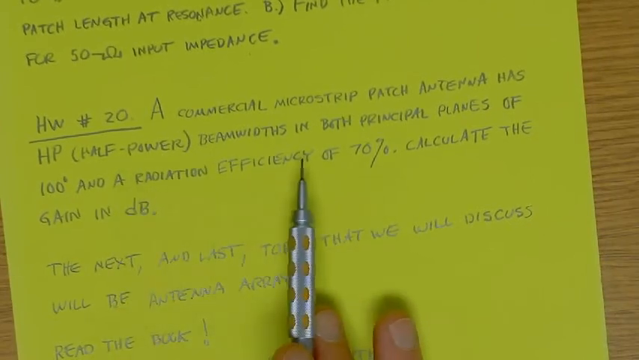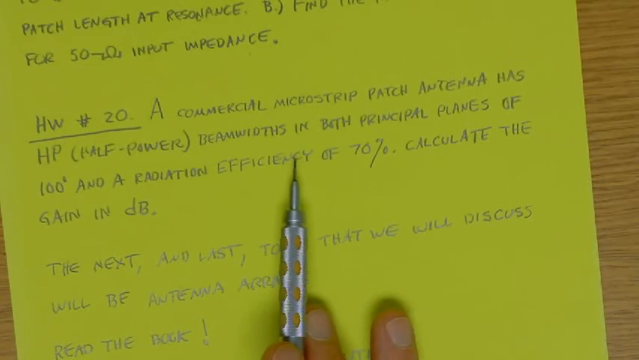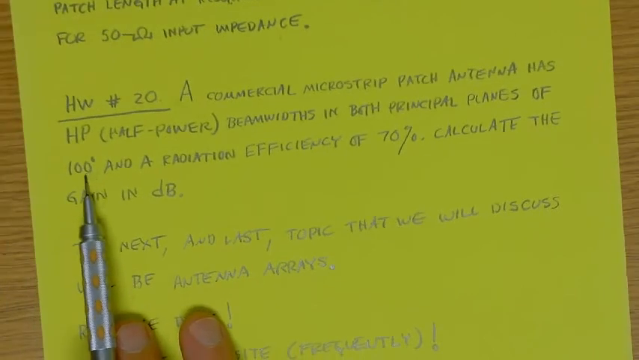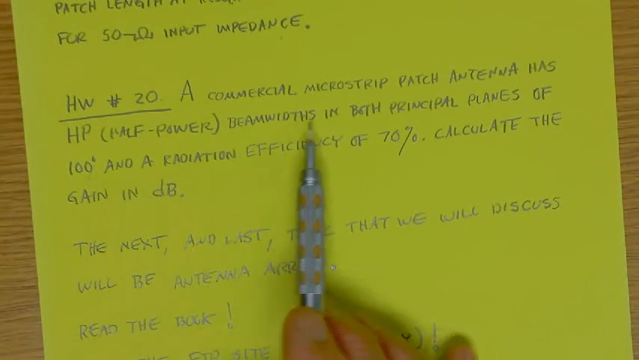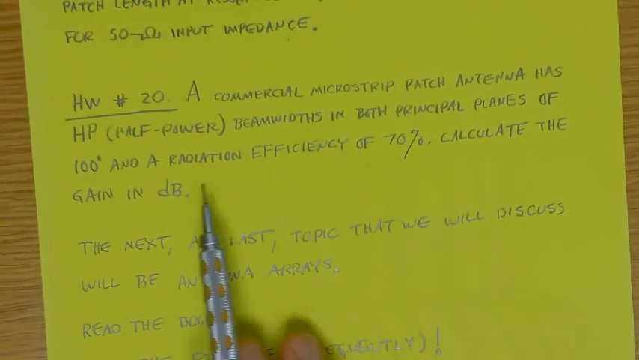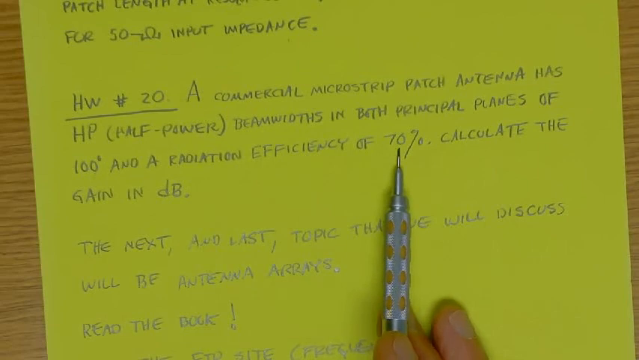So half power beam width in each plane is 100 degrees. Express each of those in radians, multiply them together and divide them into 4 pi. That gives you the directivity. The gain is going to be 70% of the directivity, and then you have to turn that into dB. Straightforward.